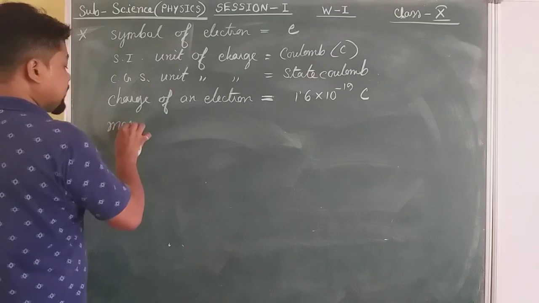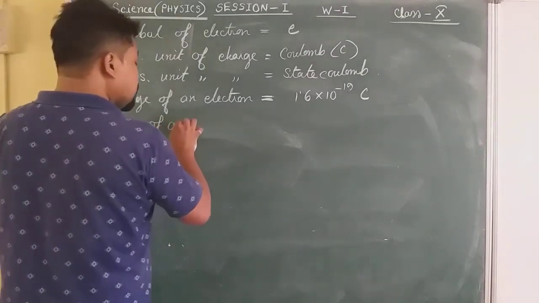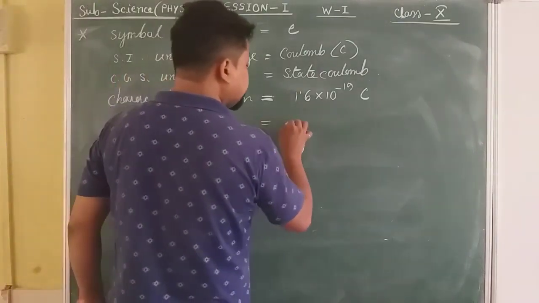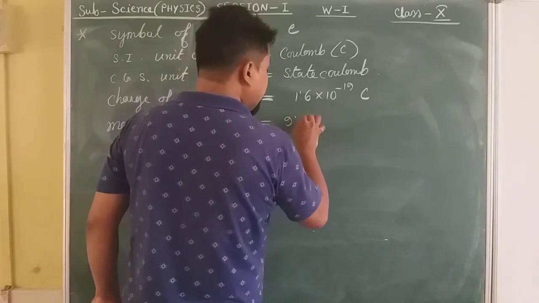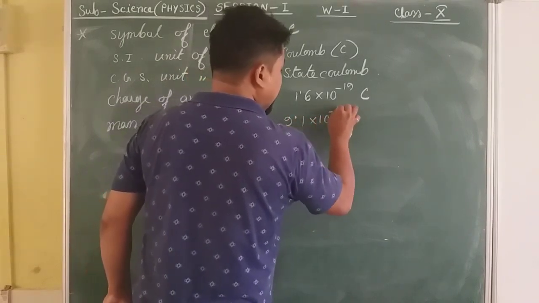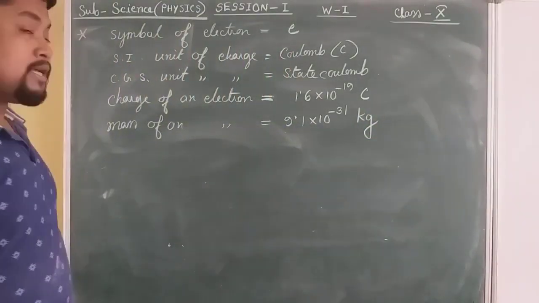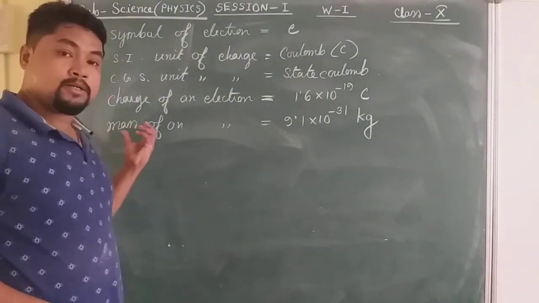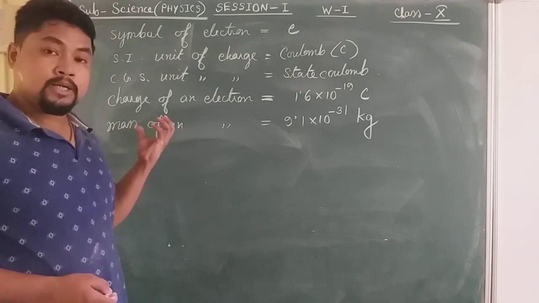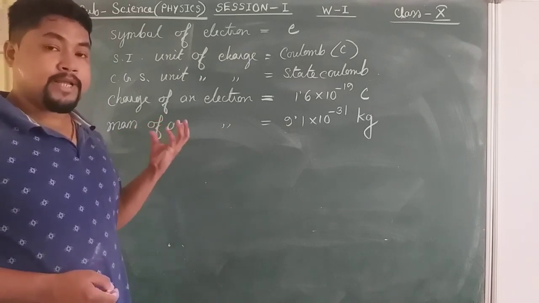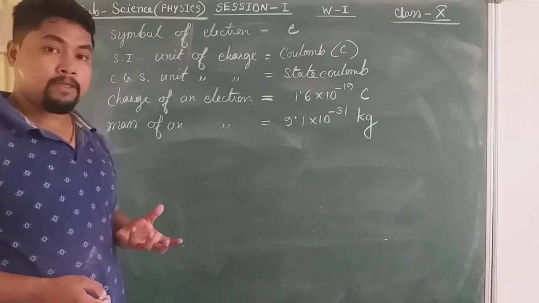Mass of an electron: 9.1 into 10 to the power minus 31 kg. Mass, definition of mass is what? The amount of substance contained in a body. Right?